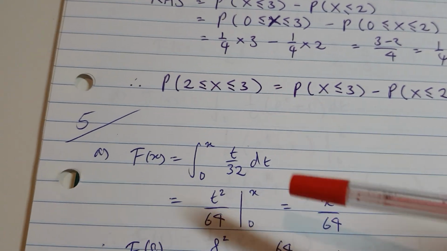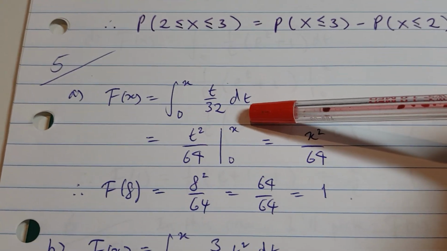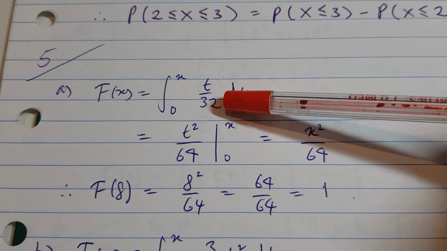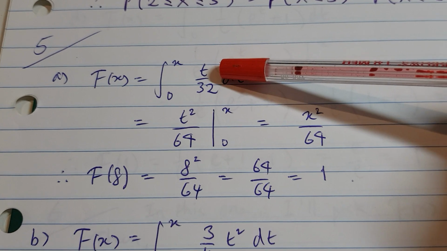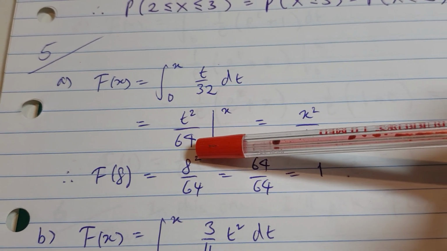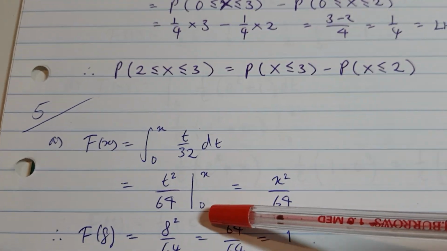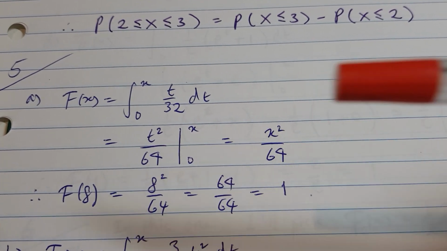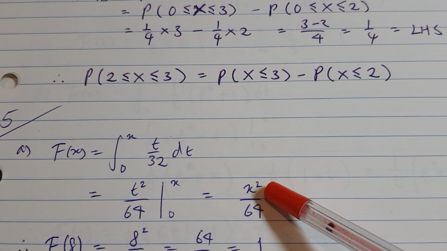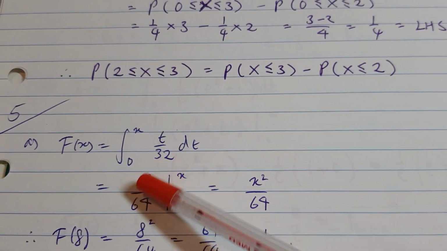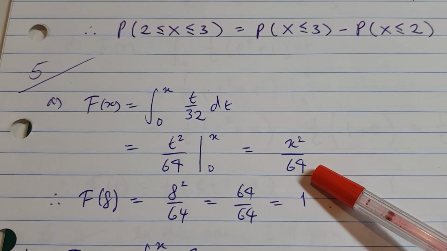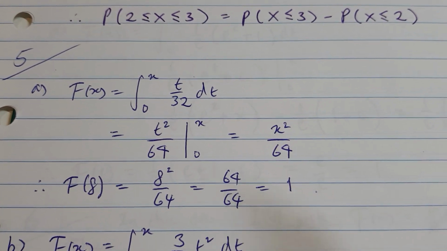All right, so what that means is integrate this with respect to t. And as usual, it's t squared over 64. All right, t becomes t squared divided by 2, but 2 times 32 gives you 64 downstairs. And then evaluate it from 0 to x. And now the t gets replaced by x. Hence, you've got x squared on 64, take away 0 over 64, which is 0. So that's the CDF, the cumulative distribution function in terms of x.